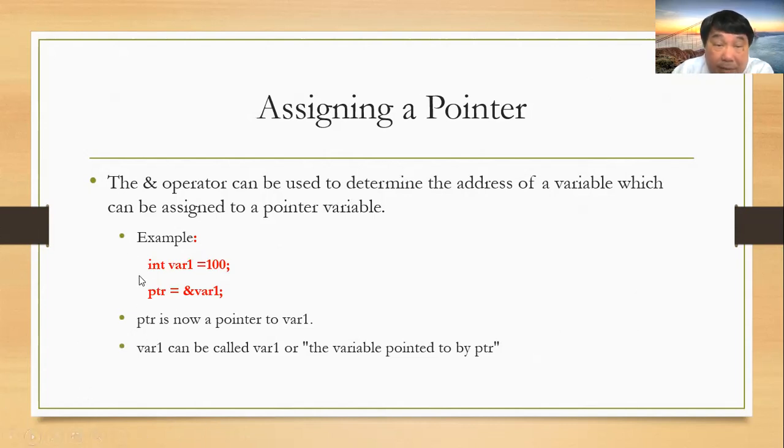In the first statement, we declare var1 as an integer variable and initialize it with the value 100. Then we use the ampersand operator to determine the address of var1 and assign it to the pointer variable ptr. So after the execution of those two statements, ptr is now a pointer to var1, and var1 can still be called var1 or the variable pointed to by the pointer variable ptr.